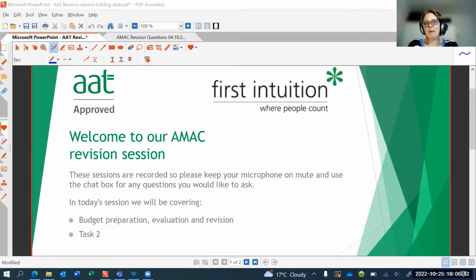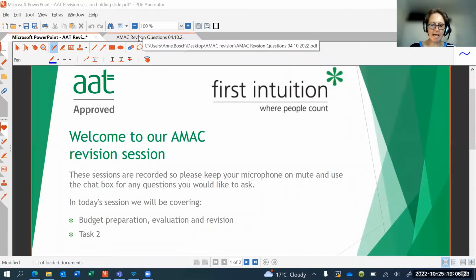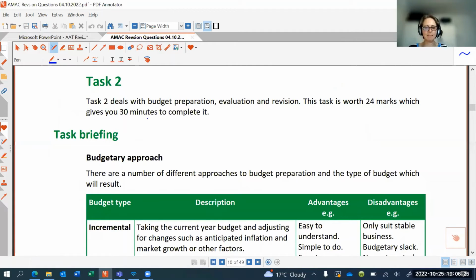So the session is being recorded, so that gives you the benefit of listening again if you find that helpful. So shall we move then into our question pack? Let's move to task number 2.